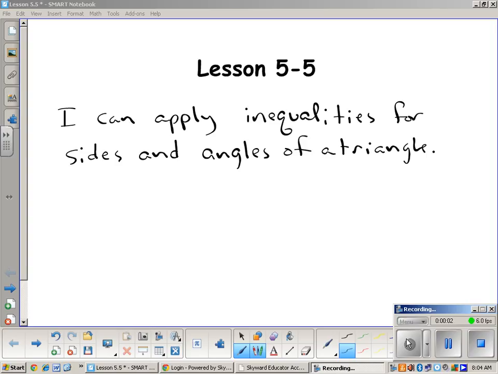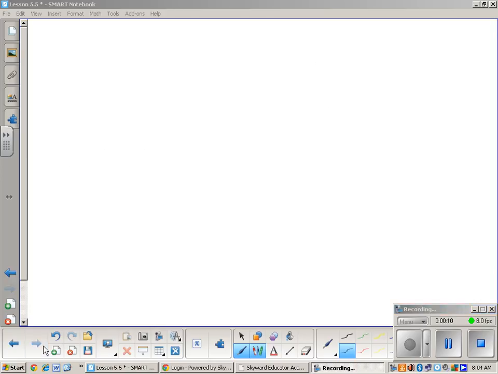We're going to talk about inequality properties for sides and angles of triangles. Before we get into that, we have to talk about the comparison property.